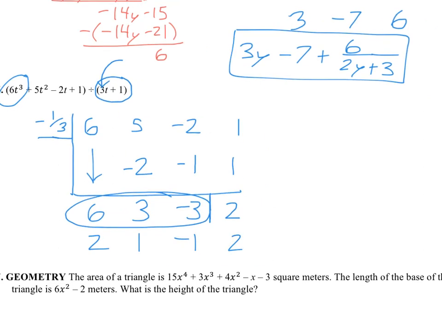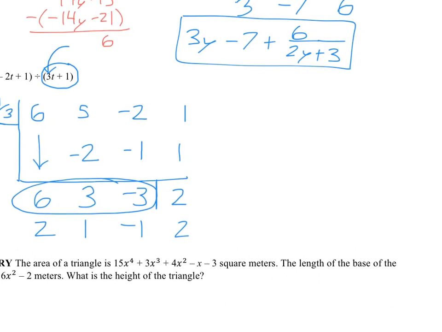So let's write the answer over here. We start with t squared because it's 1 lower. 2t squared plus 1t minus 1. And then your remainder is 2. And that goes above 3t plus 1.